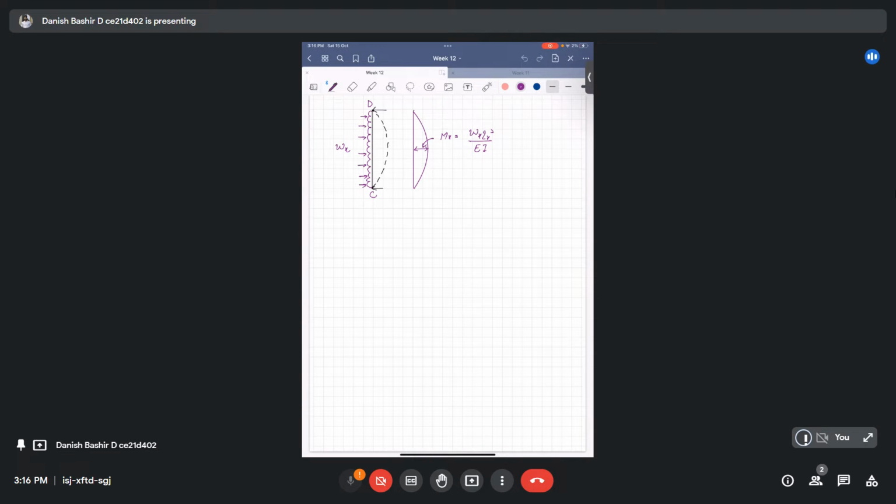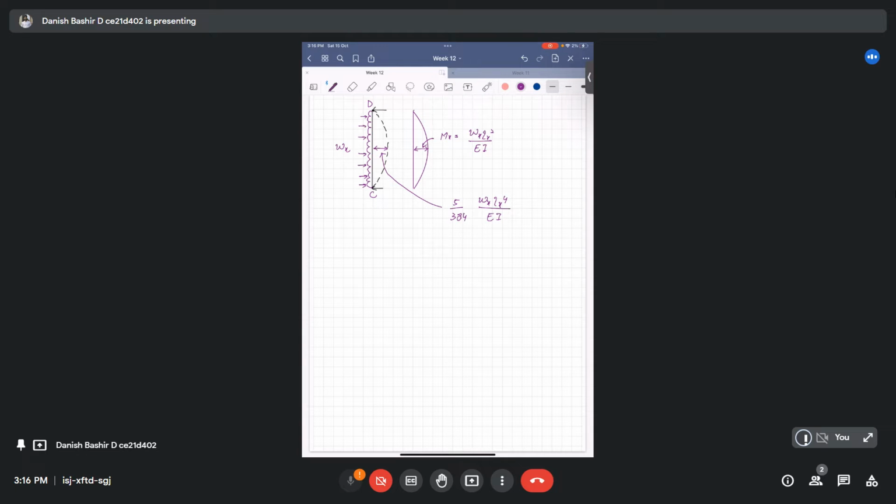So we will have a moment of Wx Lx square, and we have a maximum deflection of 5 by 384 Wx Lx power 4 upon EI.